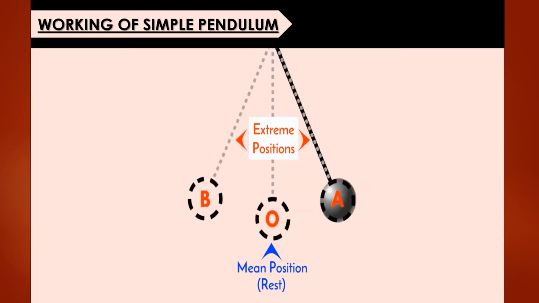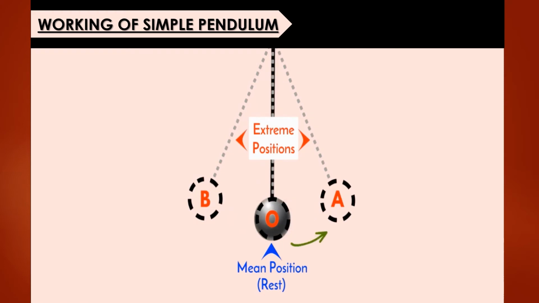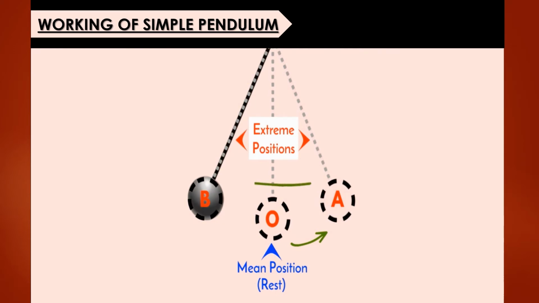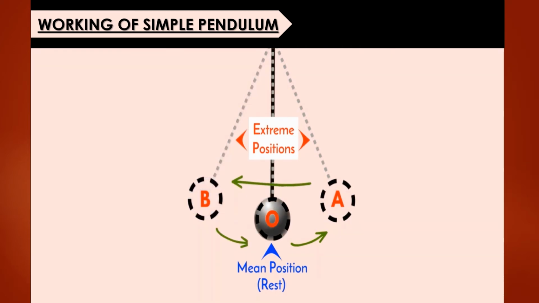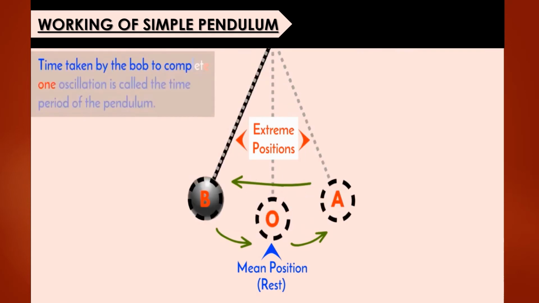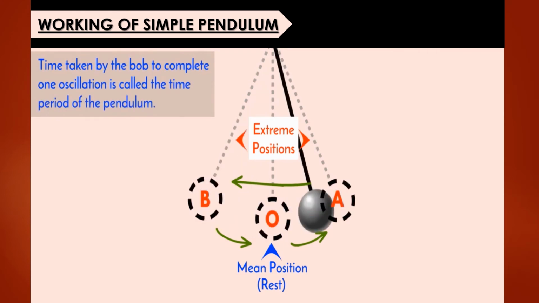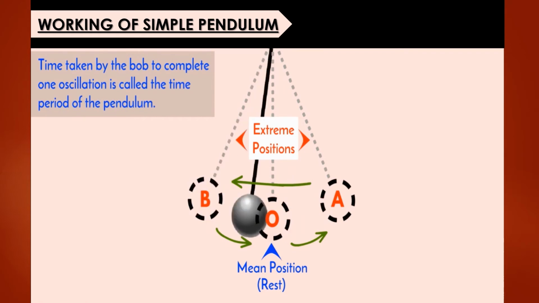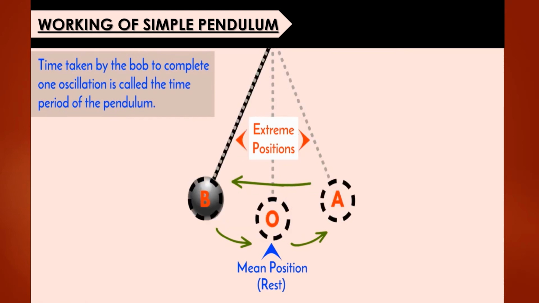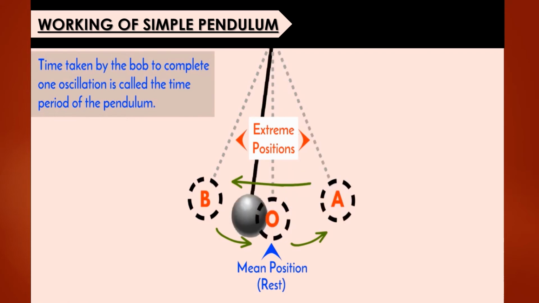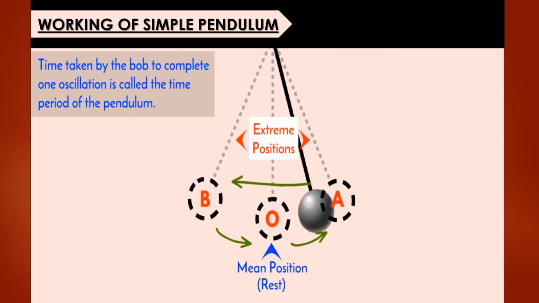The pendulum completes one oscillation when it moves from its mean position to one of its extreme positions, from there to the other extreme position, and again back to the mean position. The time taken by the bob to complete one oscillation is called the time period of the pendulum. We measure the time period by measuring the time required to move from one extreme position back to the mean position. It is difficult to measure the time period in one go.